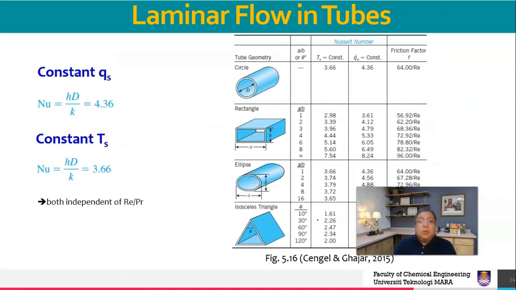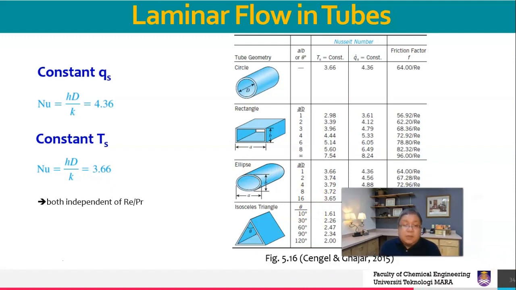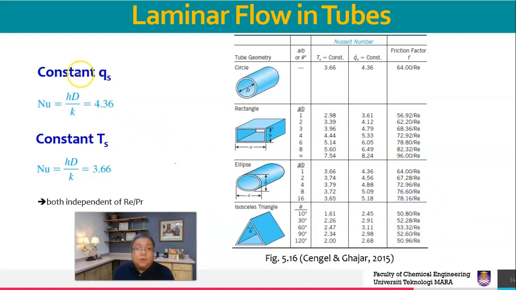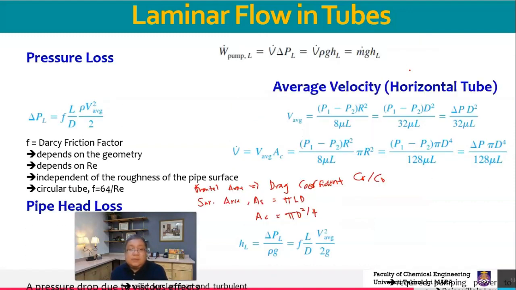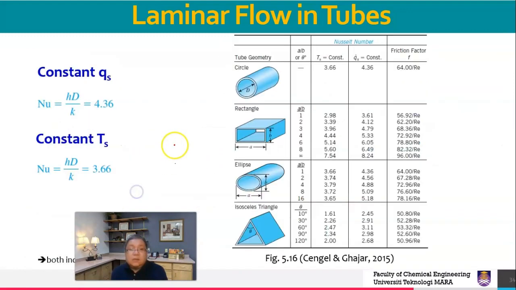Okay. Alright, for laminar flow in tubes, we have here, okay, for constant Qs, you have a constant value of Nusselt number, so you can always know what is the value of h from this value, okay. And then the friction factor is 64 over Re, just like the previous slide just now, this one, okay, here. And then you also have the same setup or the same trend with other geometry tube, okay. For constant Ts is 3.66, okay.